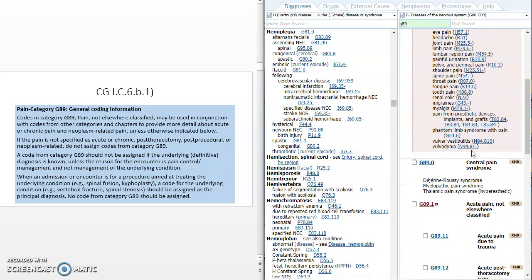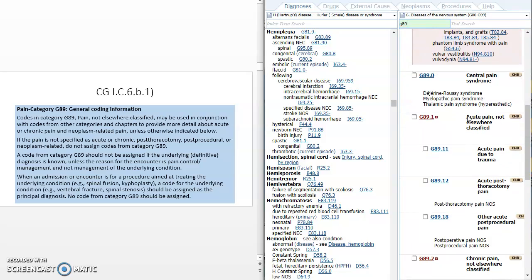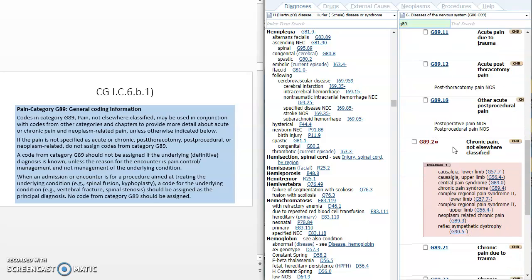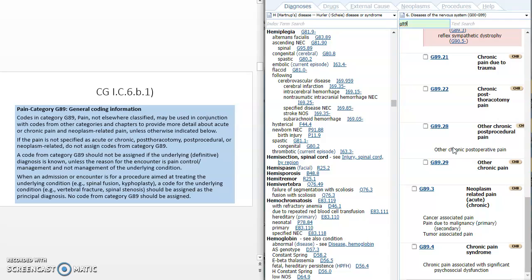So G89 codes can be at .0 for central pain syndrome. They can be at a .1 with additional characters needed for acute pain, G89.2 with additional characters for chronic pain, G89.3 for neoplasm-related pain, and G89.4 for chronic pain syndrome.